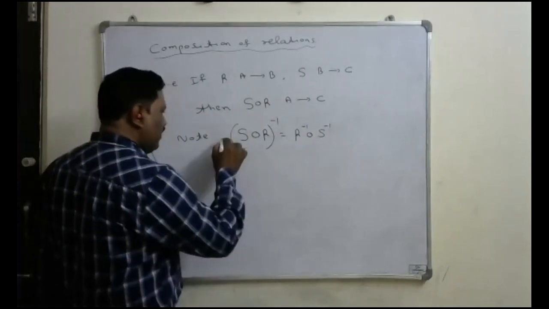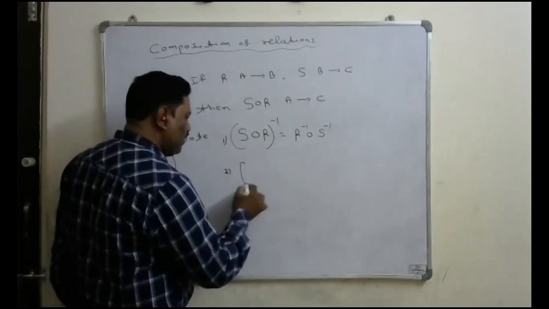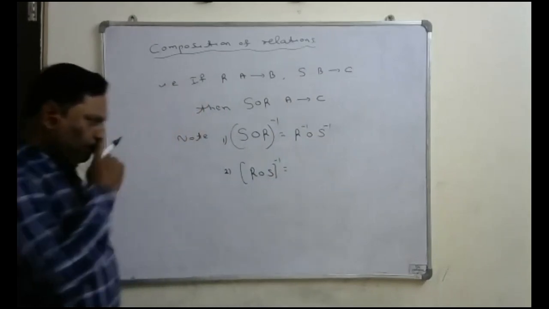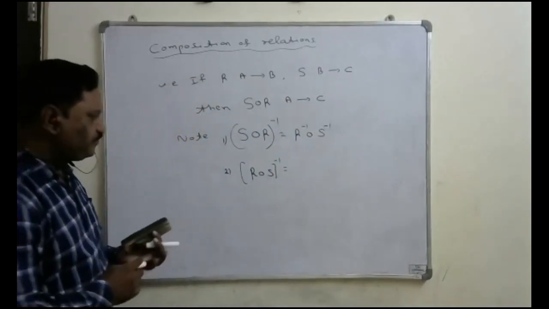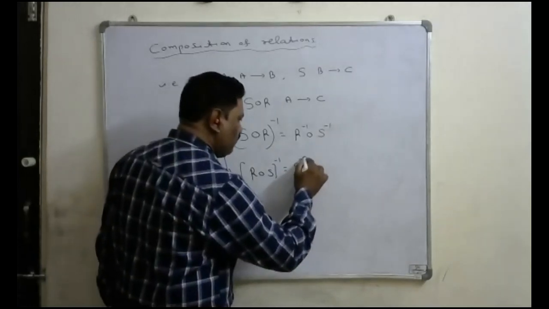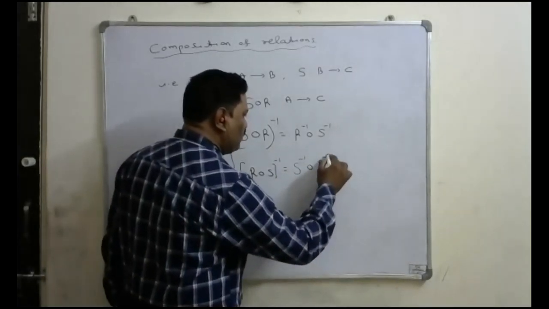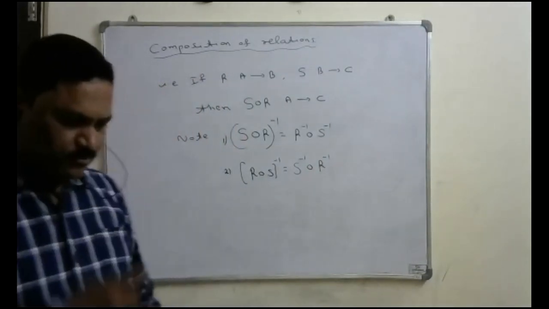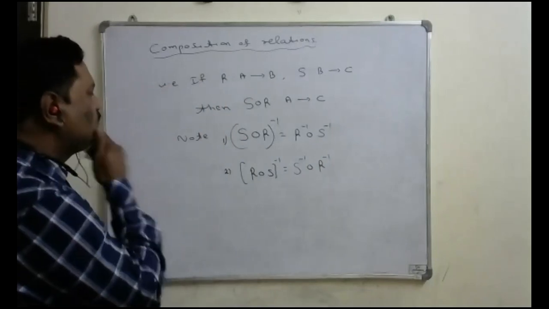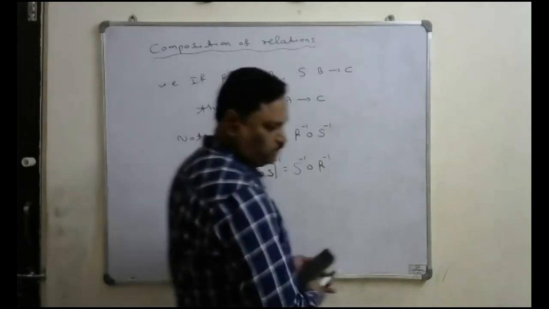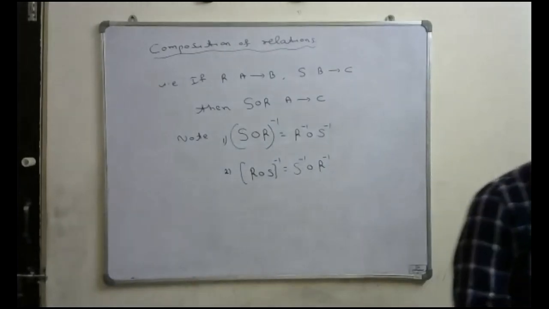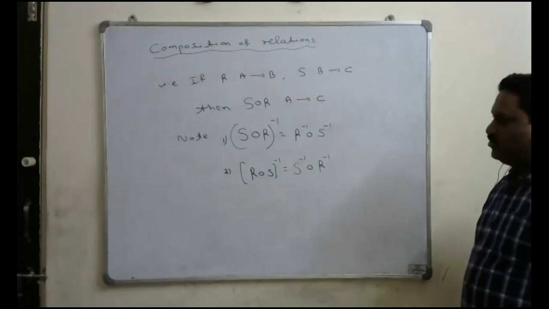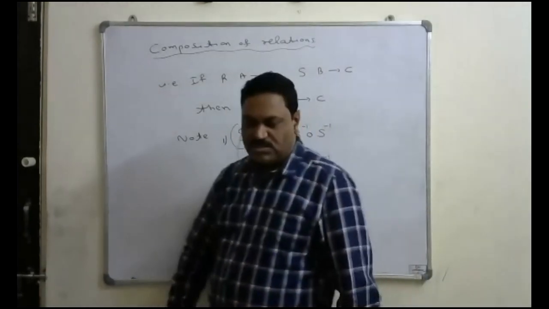Okay. So similarly, tell me, what is the relation for R circle S whole inverse? How do you write it? R circle S whole inverse is S inverse circle R inverse. This is the formula you have to remember. Got it? Completed, sir. So these are the concepts on relations.